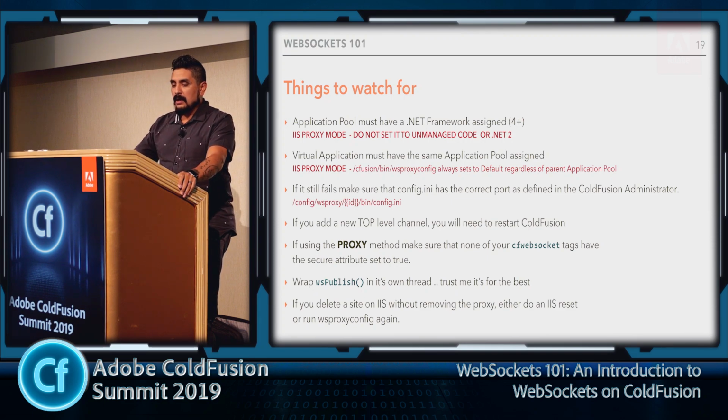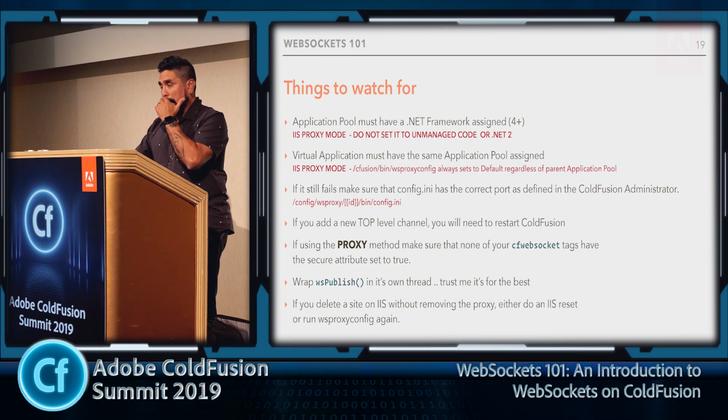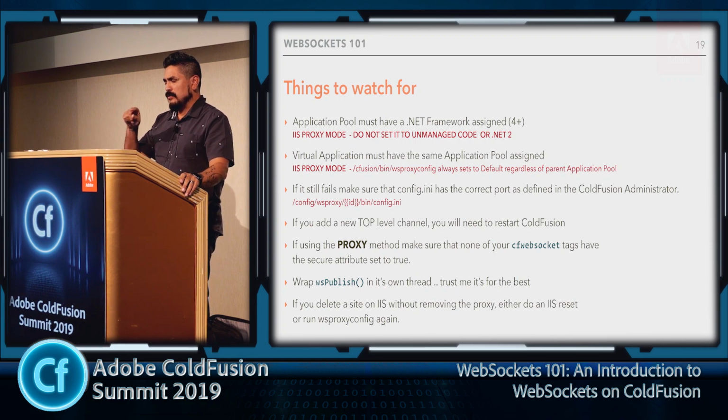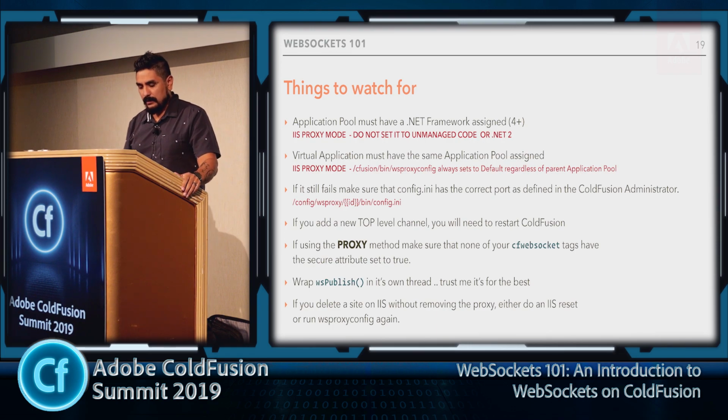When you run WS proxy config, go into that virtual application, right click on it, go to properties, and make sure that the application pool is assigned to the same one as the parent of that site. There's times that it's been fixed, and there's times that it's been broken, and it will always set it to default, even if you don't have a default application pool assigned. That's the name it's going to put in there. So if you're trying and it's not connecting, and if you try to go to the URL alone, you get some ugly .NET error, that's pretty much the problem right there. I would say about 90% of the time, that's what it is.